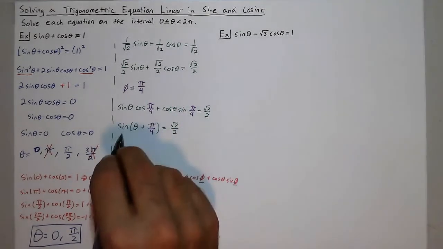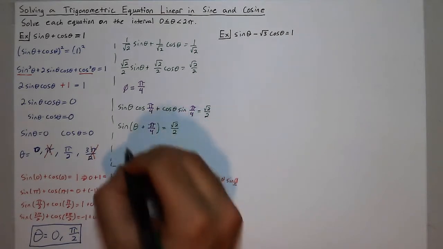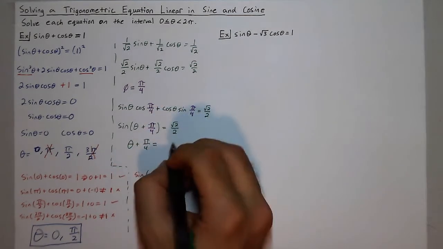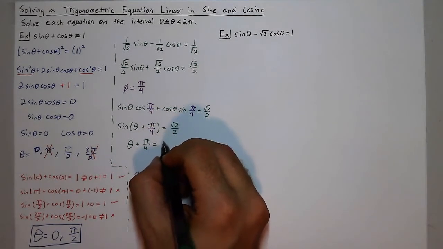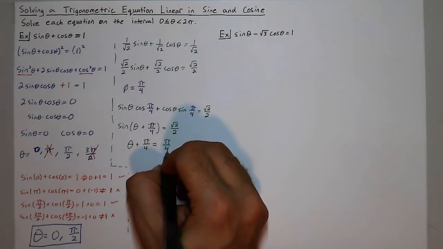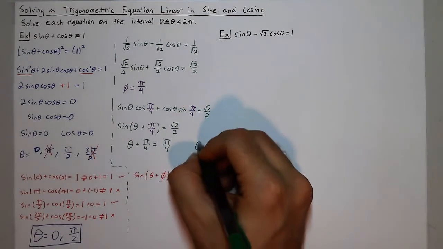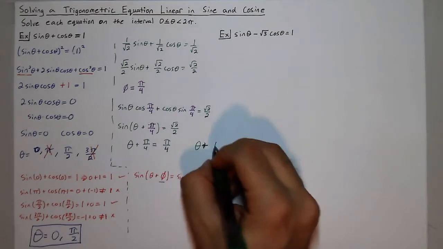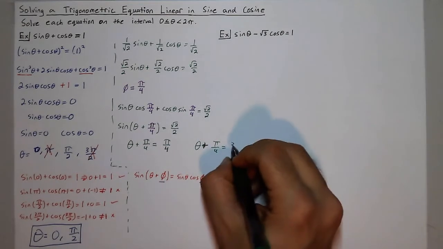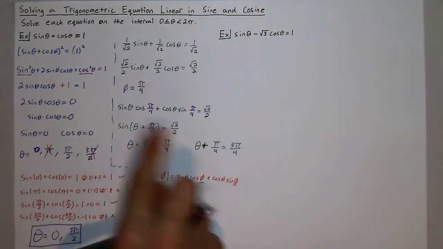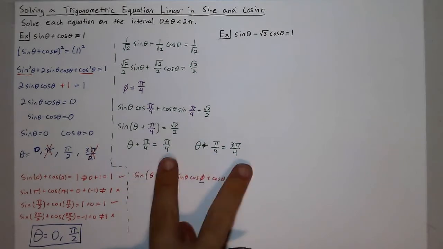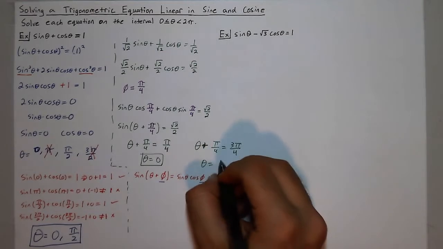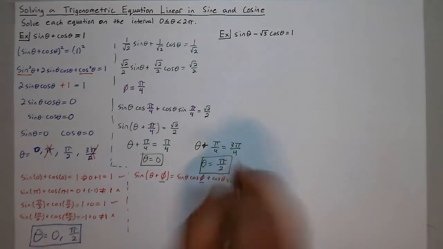Because now I know the two angles to make sine square root of 2 over 2 would be pi over 4 and 3 pi over 4 for theta plus pi over 4, the two solutions that make sine equal to the square root of 2 over 2. Solving both these equations, I can get theta is equal to 0 and theta is equal to pi over 2, which were the two solutions that worked.